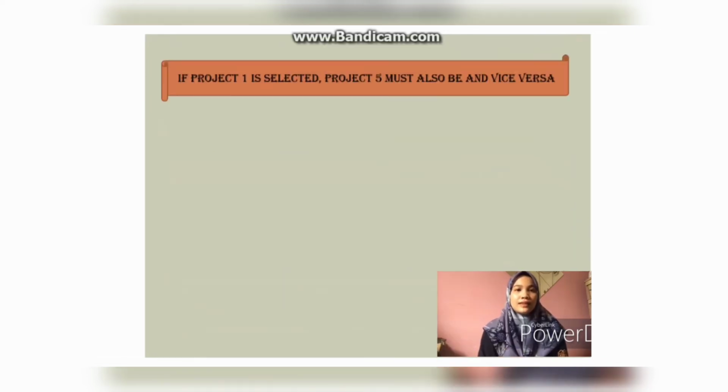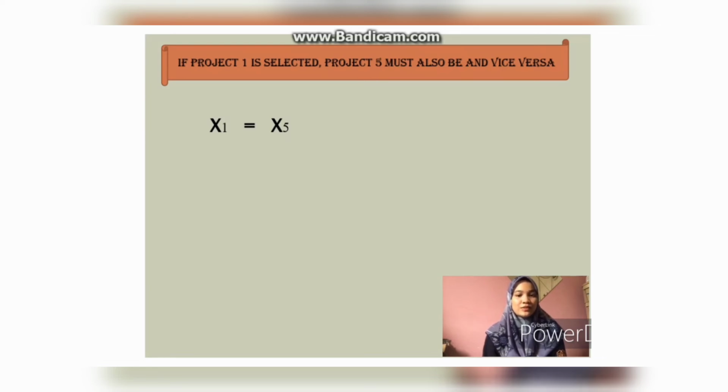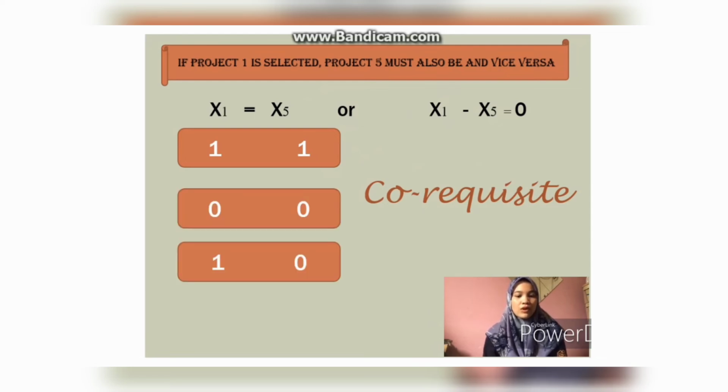Next, if project 1 is selected, project 5 must also be, and vice versa. In this case, we write x1 equal to x5, or x1 minus x5 equals 0. That is, if we select any of the two, we must also select the other. This is called a co-requisite constraint. In a sense, 1 and 5 are equivalent. That is, we either select both or select neither of them, but we cannot select one without the other.